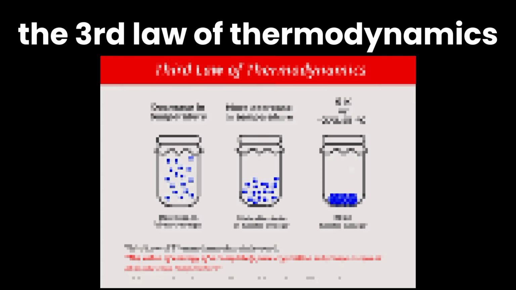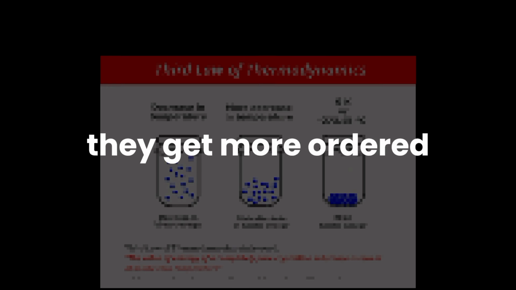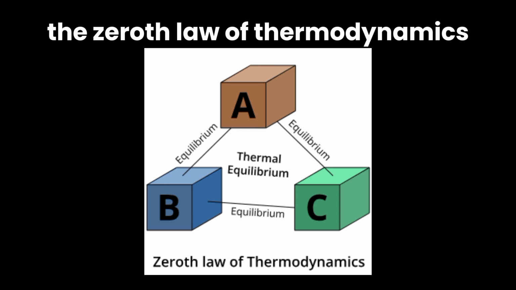Let's look at the third law of thermodynamics. This one says that as things get colder, they get more ordered. So, if you ever feel like your life is chaotic, just remember, at absolute zero, everything is perfectly in order. Too bad we can't live in a freezer. But wait, there's a twist. The zeroth law of thermodynamics.